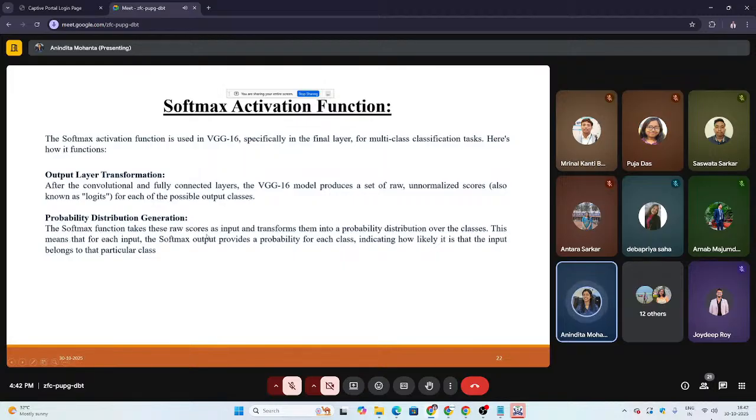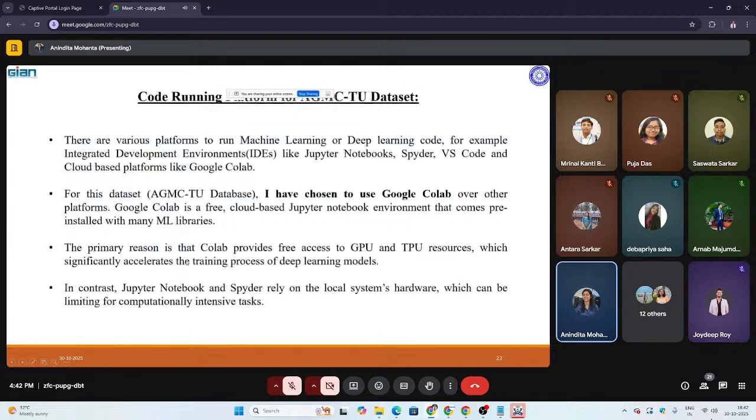The softmax function takes these raw scores as input and transforms them into a probability distribution over these classes. This means that for each input, the softmax provides a probability for each class. What is the work of the softmax activation function? It just provides a probability, about how likely it is that the input image belongs to that particular class.